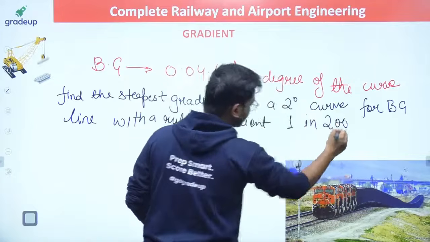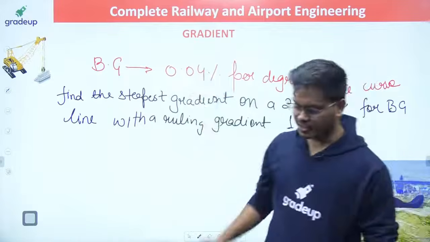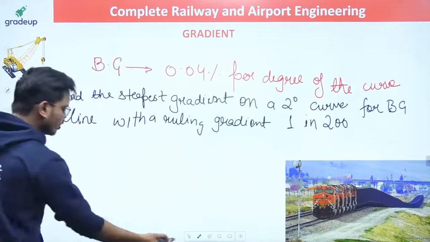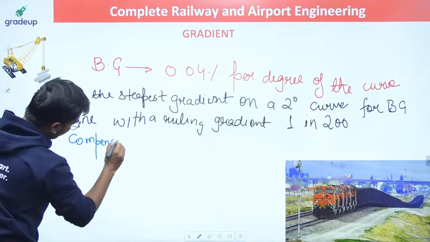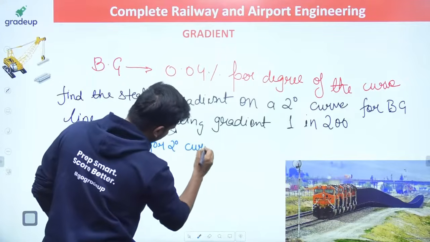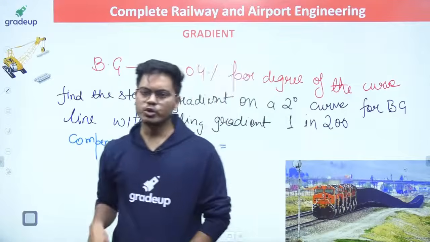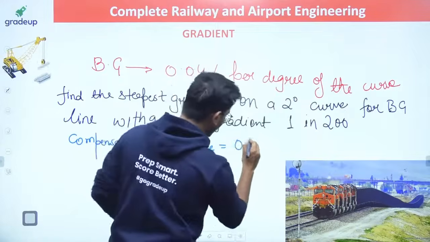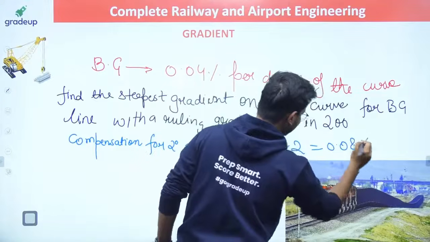First, please let me know what will be the value of grade compensation here. The compensation for 2-degree curve will be how much? I have already told you 0.04% per degree. If I have 2 degree, then it will be 0.04% into 2, that is 0.08% is the grade compensation.